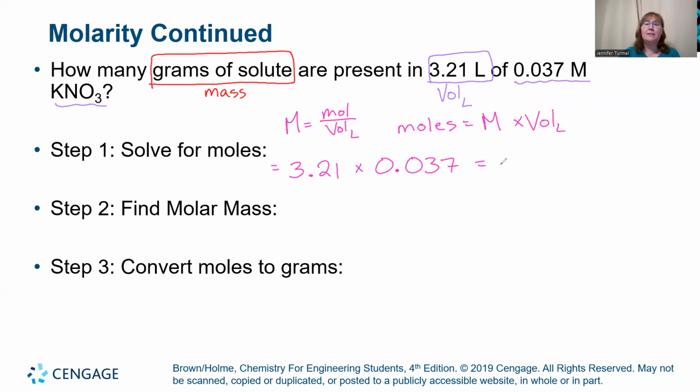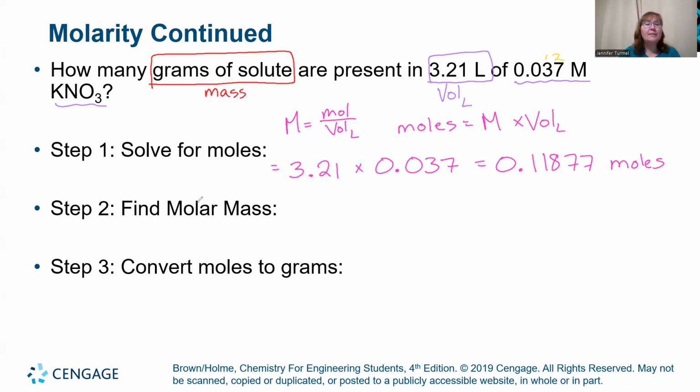And that will give us 0.11877 moles. At the very end of this problem, I am only going to be able to have 2 significant figures, and I will adjust for that later. It's better to adjust for sig figs at the end.